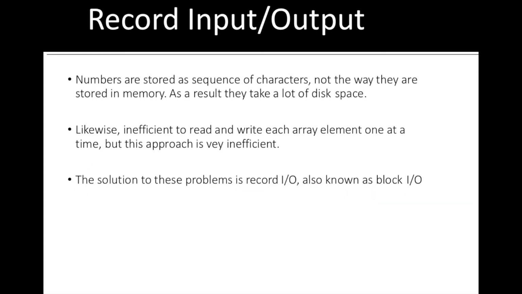Now before we go for read and write, we will learn a small concept known as record input and output. As we know, numbers are stored as a sequence of characters, not the way they are stored in memory. As a result, it will take more space, and it leads to read and write issues, because it is inefficient and takes some time. So the solution to this problem is known as record IO or block IO.